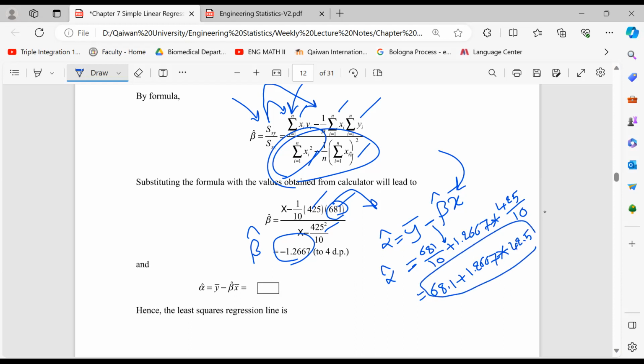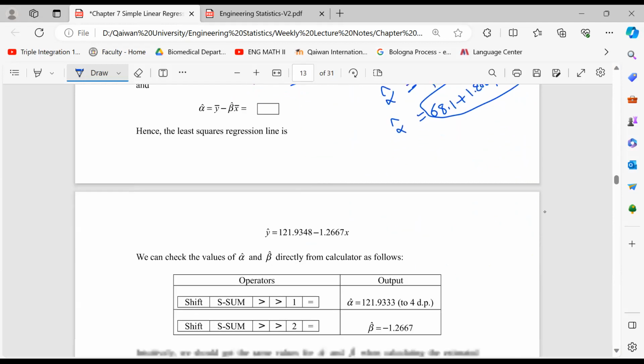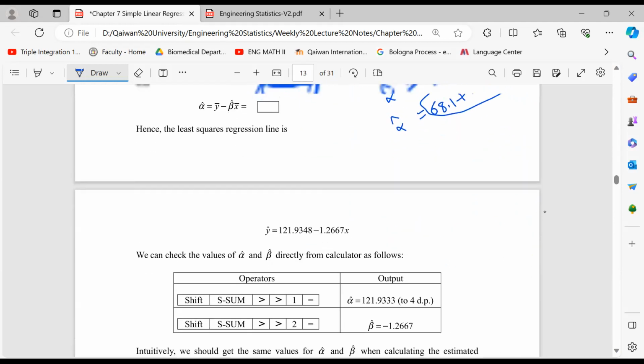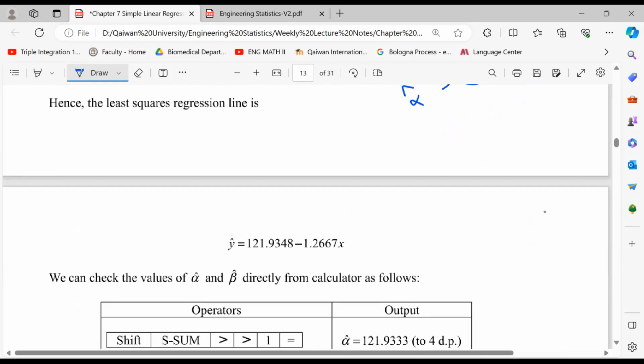Calculate this and it will be alpha hat. Let's see what's the value. Alpha hat is 121.9348. It's 121.9348 minus beta x. Beta is the value that you found.